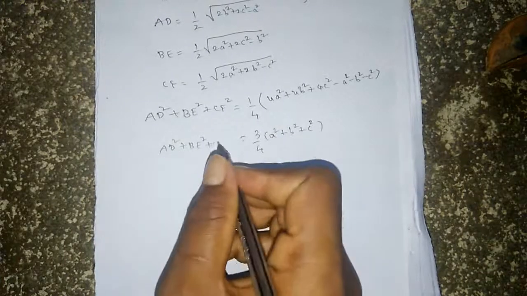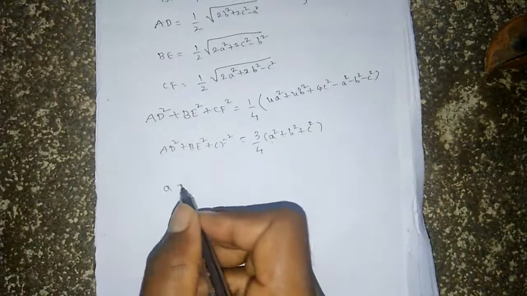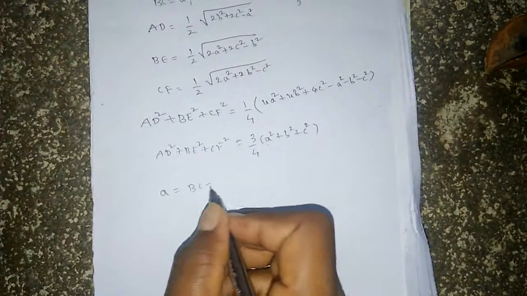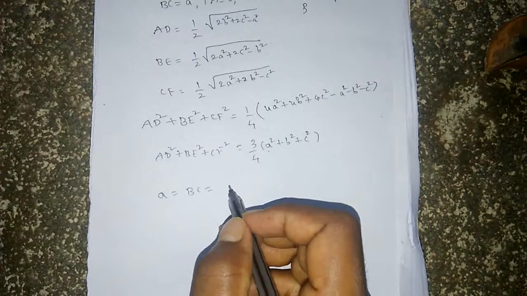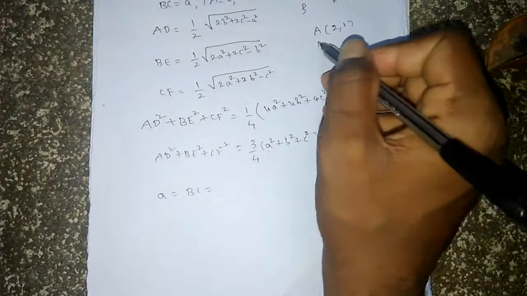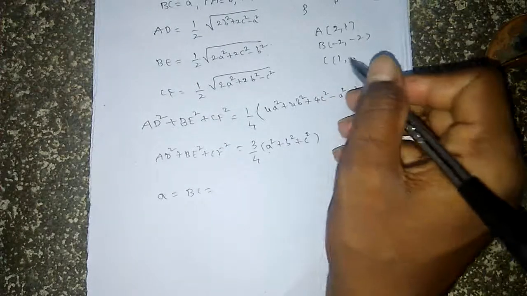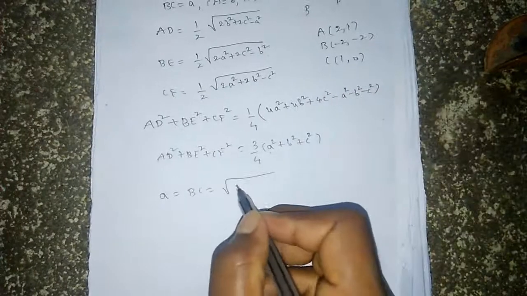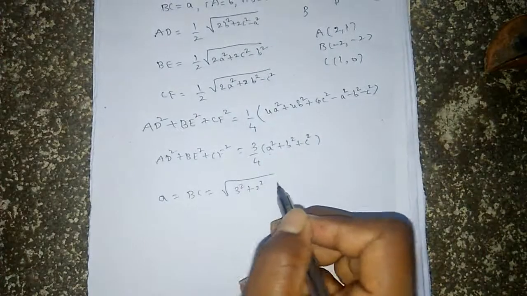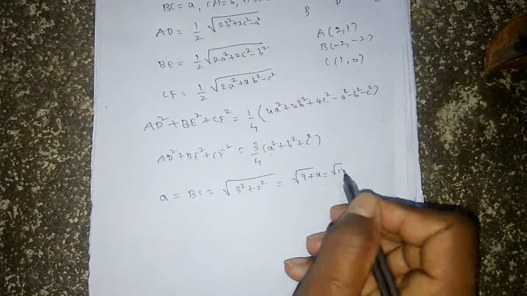So now we need to find the lengths of the sides, a², b², c². Now a is equal to BC, that is the distance between B and C. Here point A is (2, 1), B is (-2, -2), C is (1, 0). BC distance is root of 3² + 2², that is root of 9 + 4, root 13.